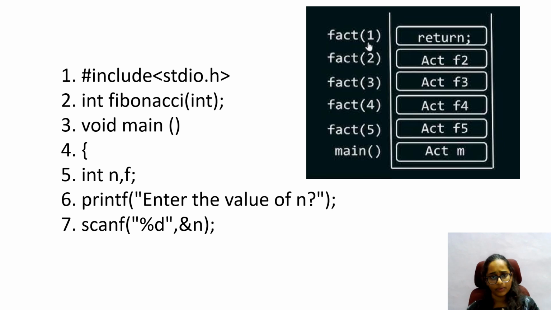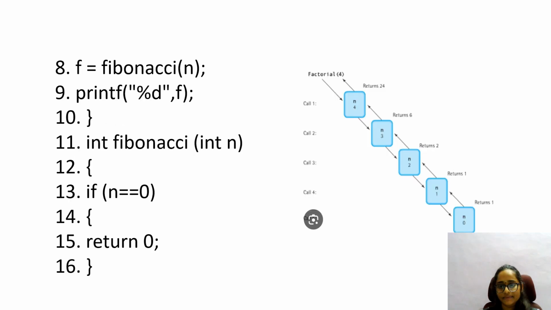and int is the data return type and it is a variable name and it declares the type of variable it contains in the actual arguments. Next, the function, everything starts from the main function and here n and f are declared as integer type. Two variables are declared of integer type. And the printf, enter the value of n. And here we have to enter the value of n and the scanf is given.